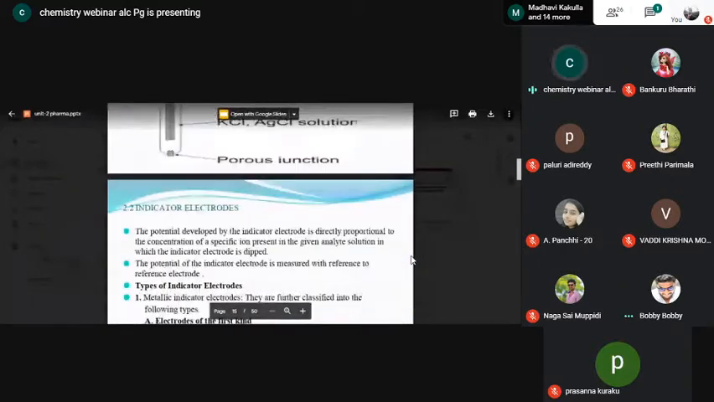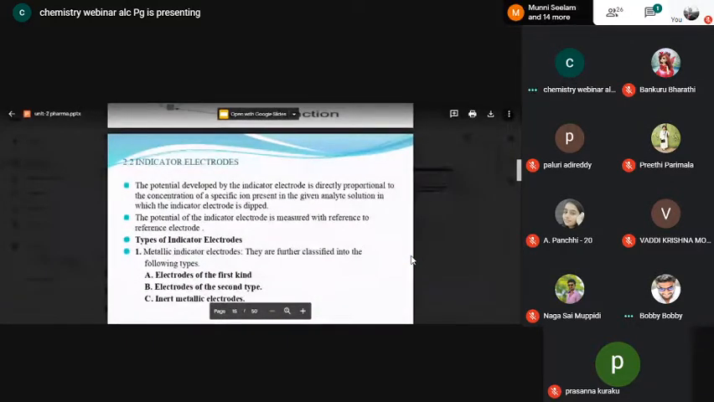So yesterday we started with electrodes, and I told you that indicator electrodes will develop a potential, and the potential developed by the indicator electrode is measured with respect to the reference electrode. When we do an experiment with a potentiometer or a pH meter, we use two electrodes. One is the reference electrode, which can be connected either to the anode or the cathode. The other is the indicator electrode, which can be connected either to the cathode or the anode in the circuit.